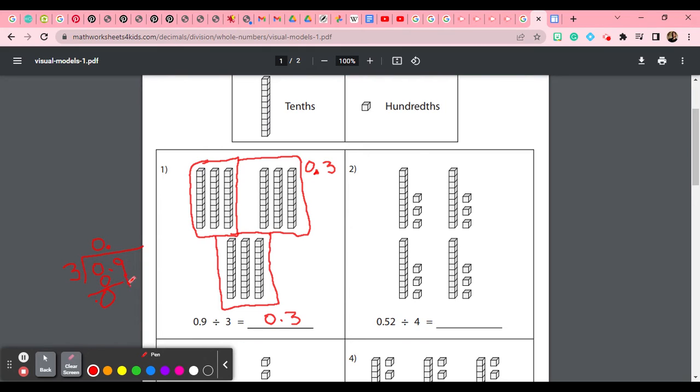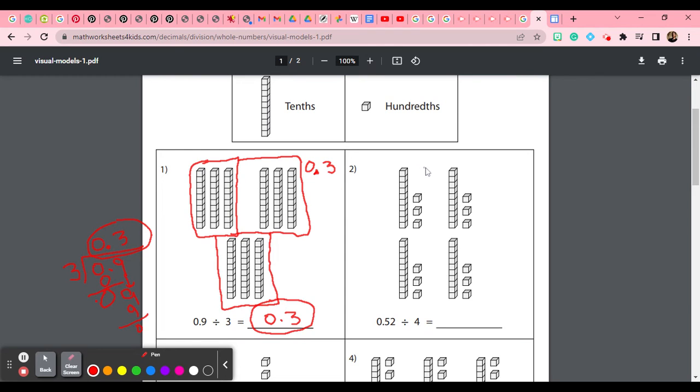I'm going to bring down my 9, and 3 into 9 happens 3 times, and 3 times 3 is 9. That leaves me with no remainder. We shouldn't have remainders with decimals. We can just keep adding zeros up here and dropping them down if we need to. So we have, with both the visual model and the algorithm method, shown that this first one is 3/10. Let's do the second one here.